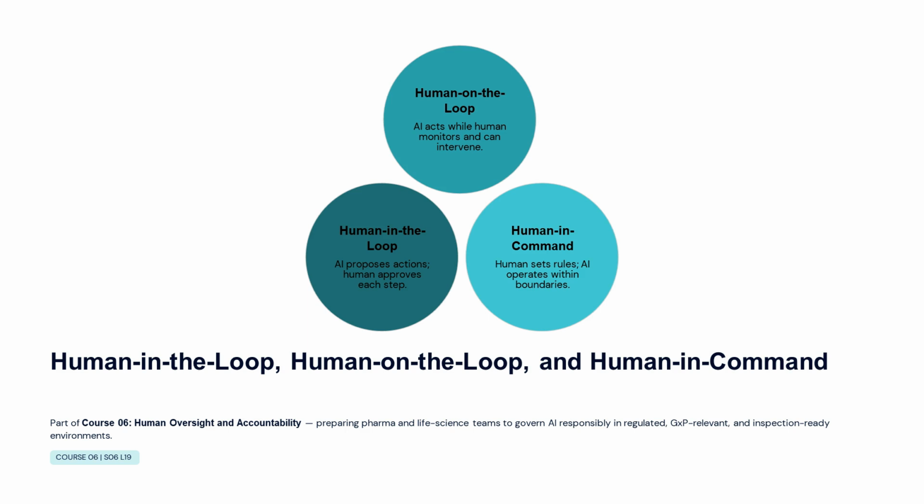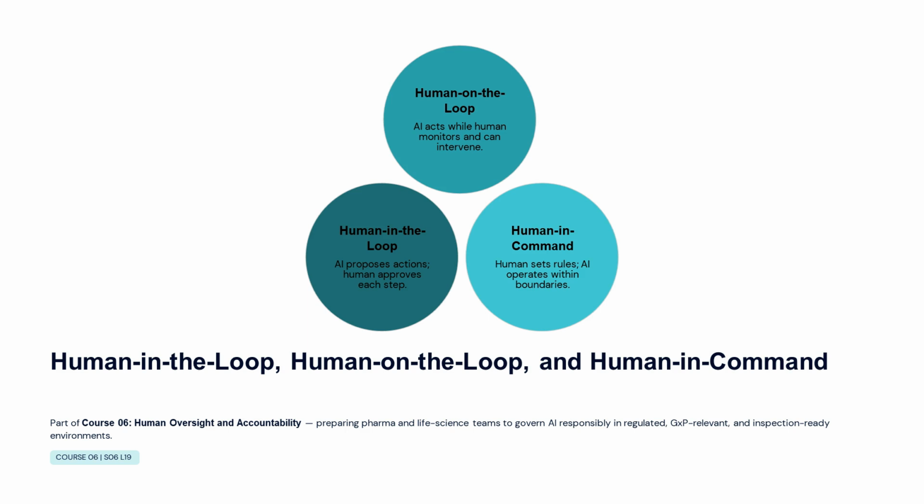In a human in the loop model, the AI functions strictly as a decision support or drafting assistant. The system cannot execute actions autonomously. A qualified professional must review, verify, and approve the output before it enters a regulated database or submission dossier. This is mandatory for high-consequence tasks such as pharmacovigilance seriousness classification or regulatory benefit risk drafting.